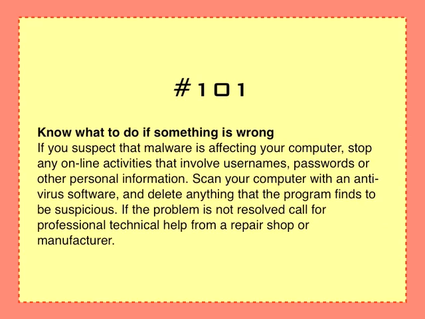Number 101. Know what to do if something is wrong. If you suspect that malware is affecting your computer, stop any online activities that involve usernames, passwords, or any other personal information. Scan your computer with an antivirus software and delete anything that the program finds to be suspicious. If the problem is not resolved, call for professional technical help from a repair shop or manufacturer.